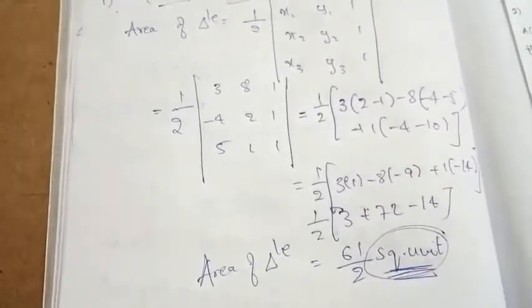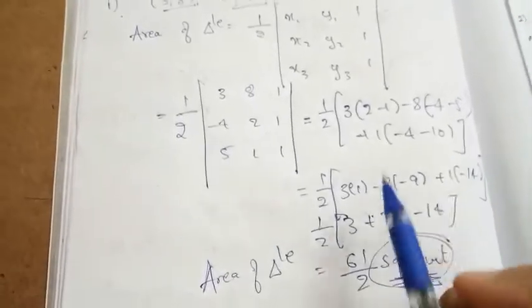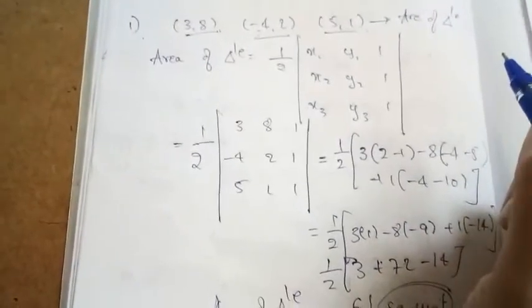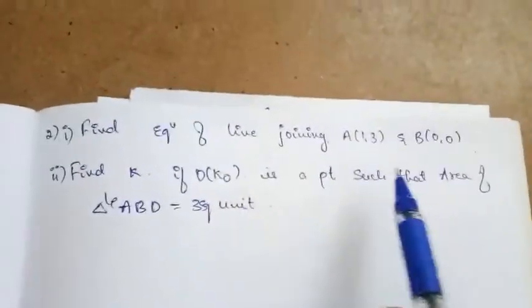So the area of the triangle is 61/2 square units. This is how we find the area of a triangle when 3 points are given. So here is the next question.